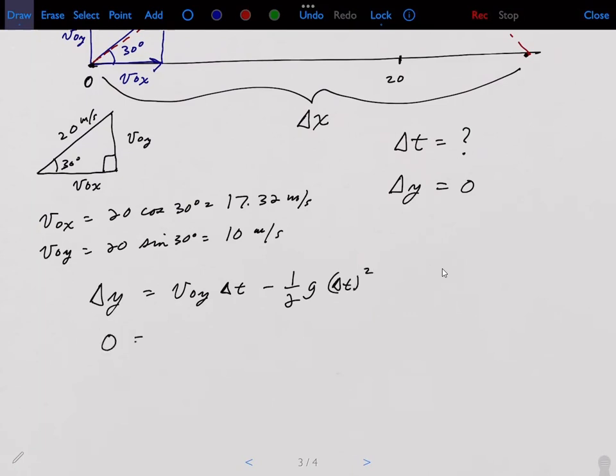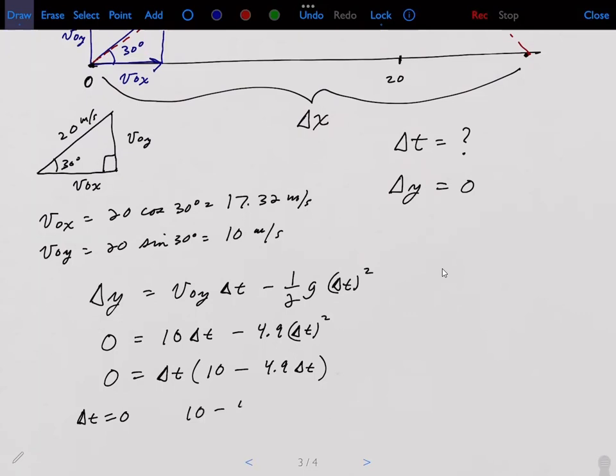So if this is 0, this is going to be 10 delta t minus, and then 1/2 times 9.8 is like 4.9 delta t squared. I can solve this, right? I could factor out a delta t, and I have left 10 minus 4.9 delta t. So one possibility is delta t equals 0. All right, that's one solution. And the other solution is 10 minus 4.9 delta t is equal to 0.